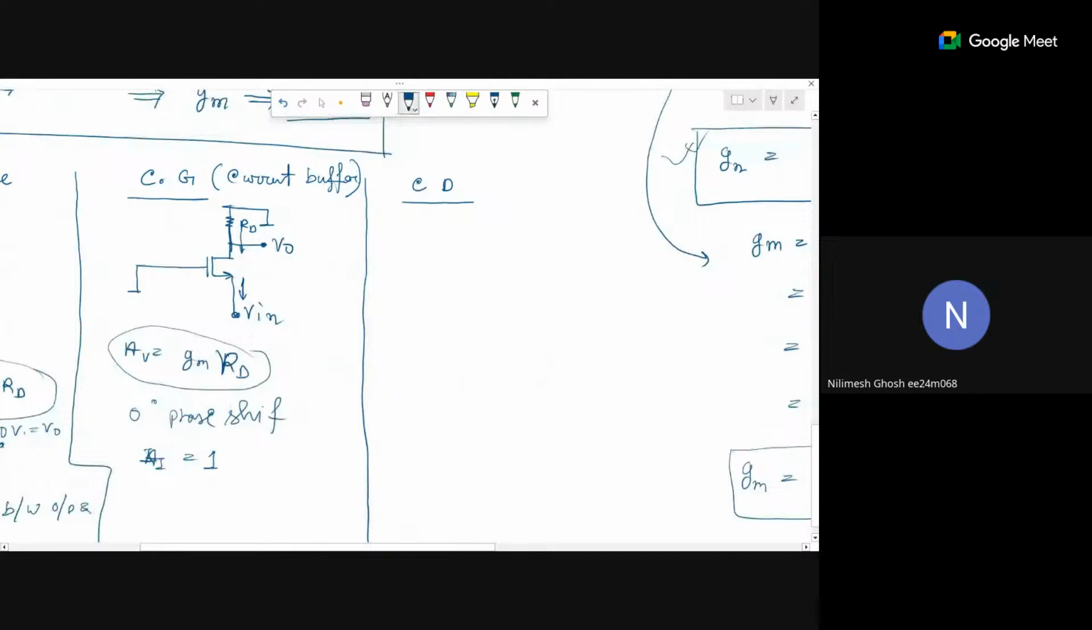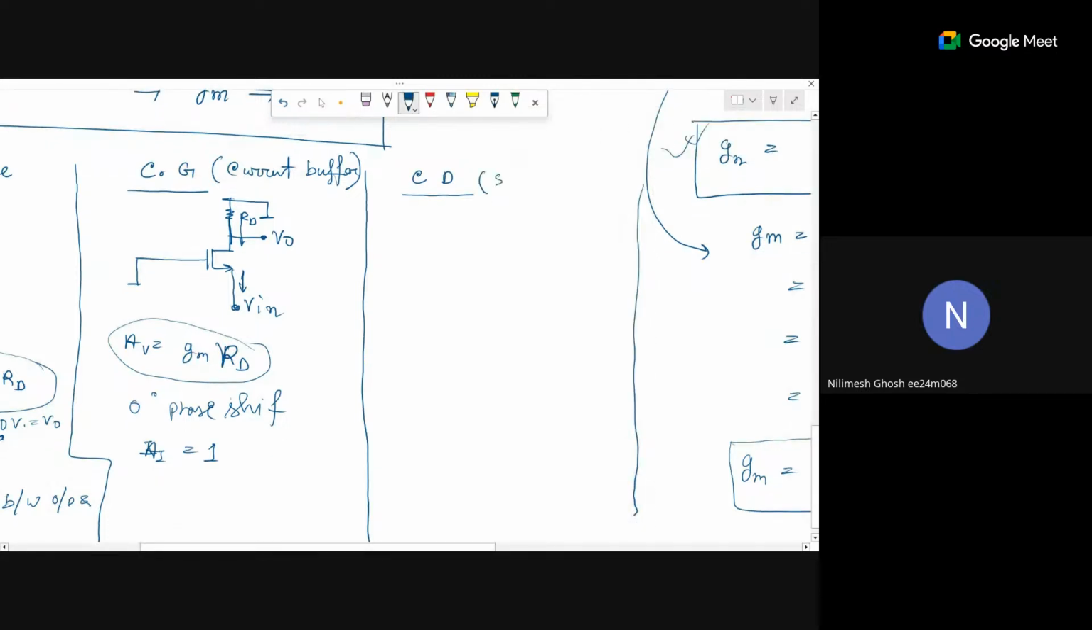And last, the common drain. Common drain is called a source follower. Why? I will tell you, don't worry. So the configuration will be common drain, so the drain should be common. We are giving an input Vi here and getting an output V0 here.